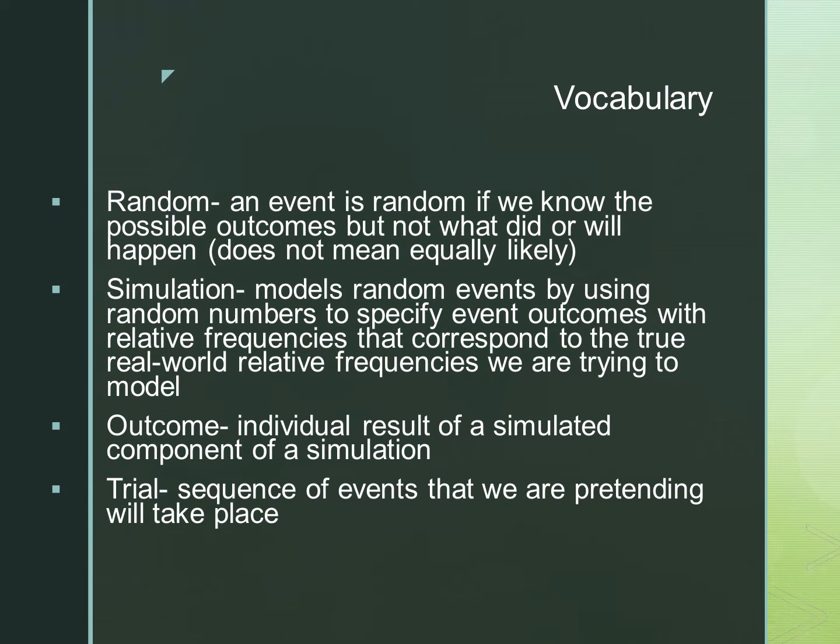Random. An event is random if we know the possible outcomes, but not what did or will happen. Random does not necessarily mean that all the outcomes are equally likely.